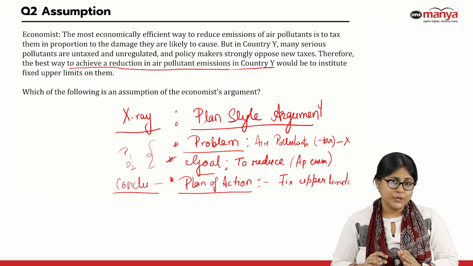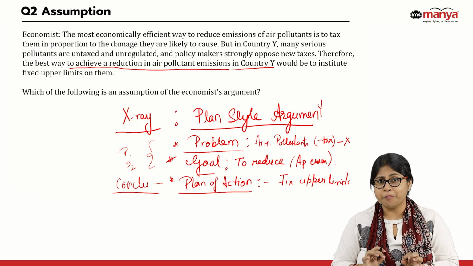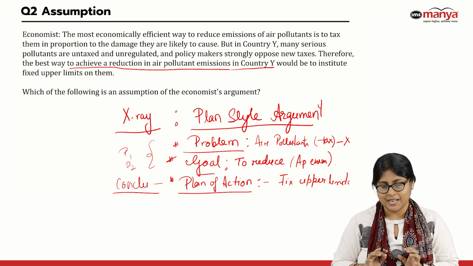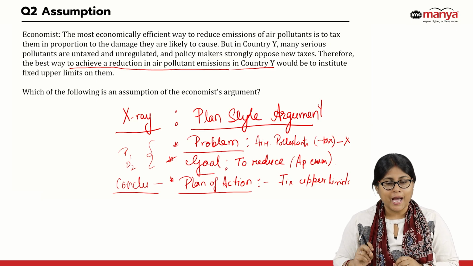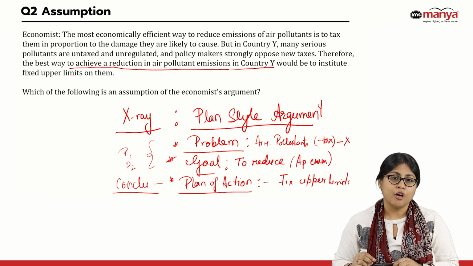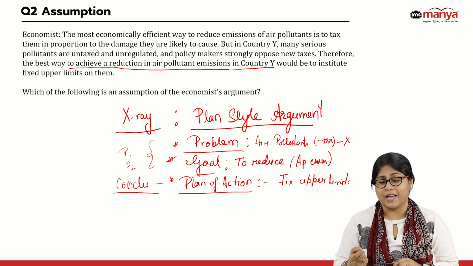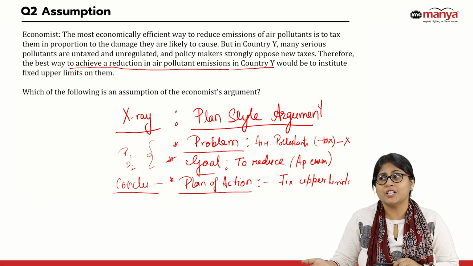Now that we have done an X-ray and see that this paragraph is an example of a plan style of argument, I'll give you a hack here. For any plan style of argument, what would the ideal assumption be? A very basic and necessary assumption for any plan is that the plan will work, or the target audience should accept the plan. The plan should achieve the goal. The plan will achieve the goal.